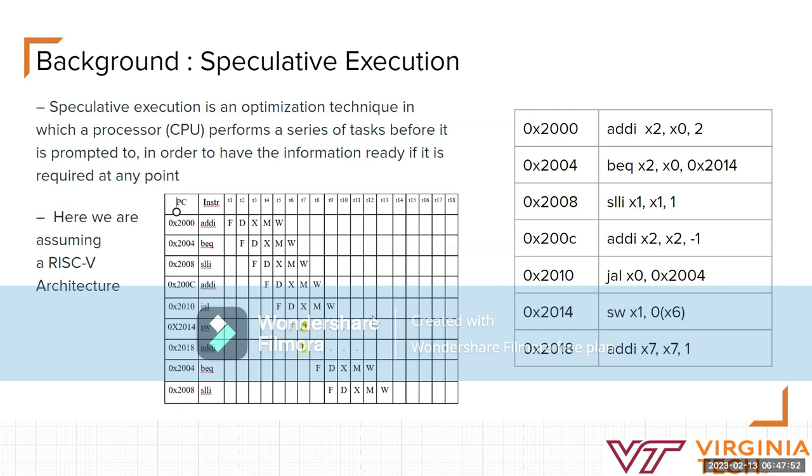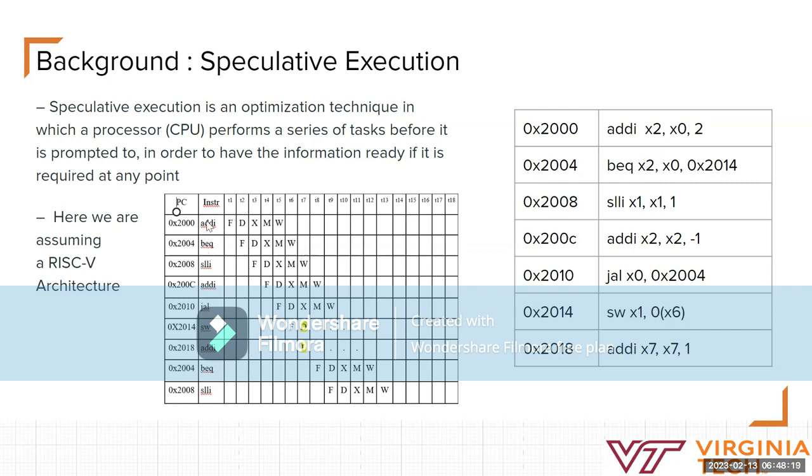Let's assume that we have a RISC-V architecture. We know that it's a 5-stage pipeline with fetch, decode, execute, memory, and write back. Let's say that this is our assembly code. It's basically a simple loop. On the left-hand side in this box table, we have the exact time cycle at which a particular instruction is in which stage of the pipeline.